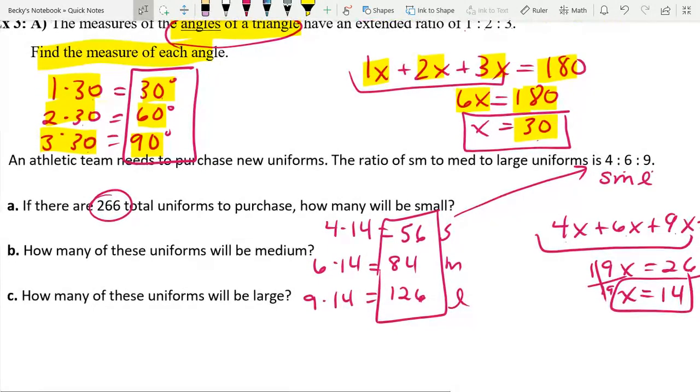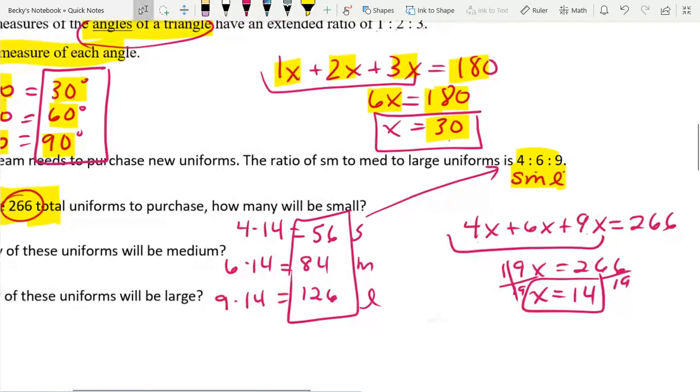The athletic team needs to purchase new uniforms. The ratio of small, medium to large is 4 to 6 to 9. So notice how I labeled them, small, medium, and large. Now I need a total. Right here, it says the total is 266. How many will be small?